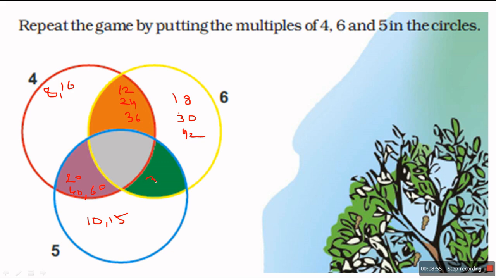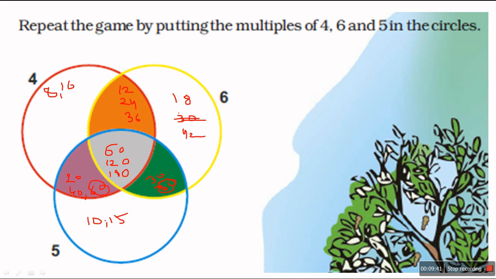30 will be here because 30 is a multiple of 6 and 5 also. So 30 will come in this common circle. Then 30, 60. So what happened to 60? 60 is common to 4 and 5. 60 is common to 5 and 6. So 60 is common to all three, so 60 will come in between. 60 is a common multiple of all these three numbers. So all other multiples of this 60 are common multiples of all three numbers: 60, 120, 180.